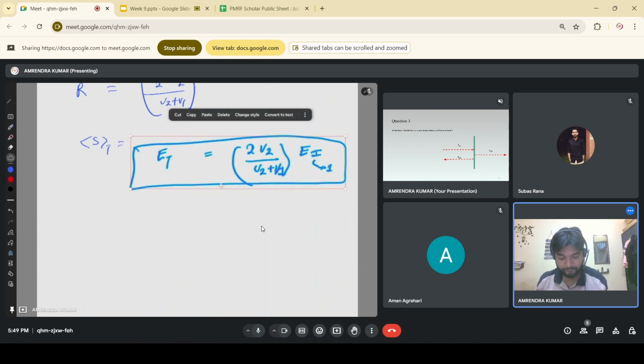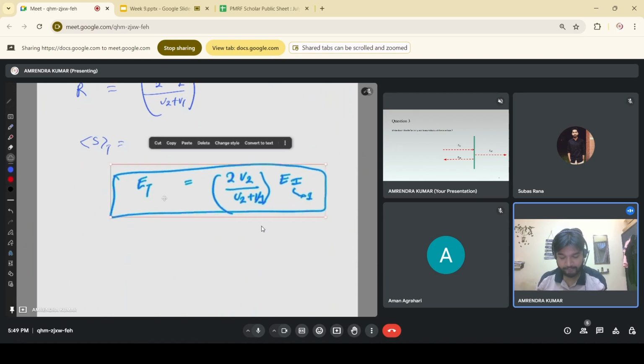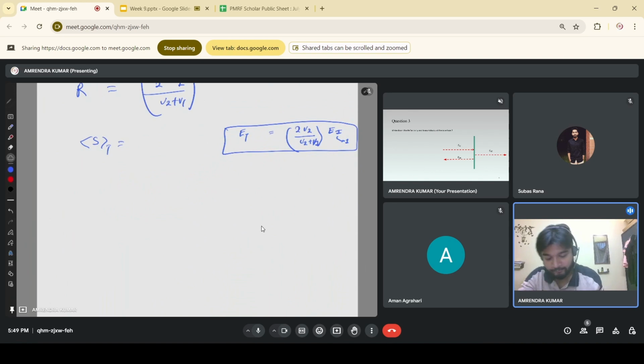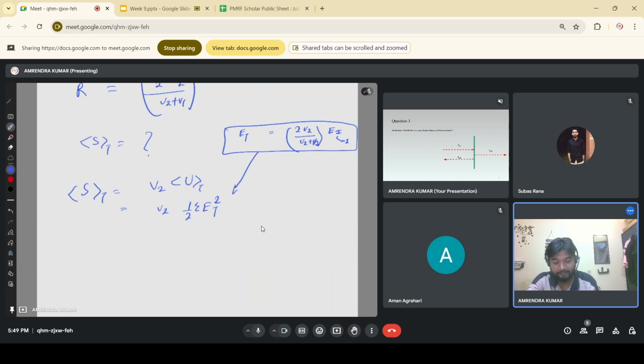It is this much. Just keep this in mind that it is this much. Now, if we are going to calculate the S_T, we know that S_T is nothing but the coefficient, sorry, the velocity times the transmitted density. Transmitted density will be like the electric field in that medium, E_T or epsilon, and this is squared. So we can write this in these terms.